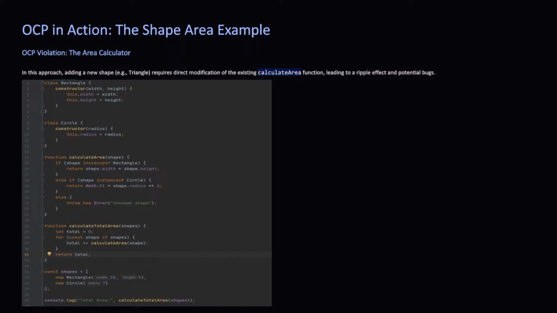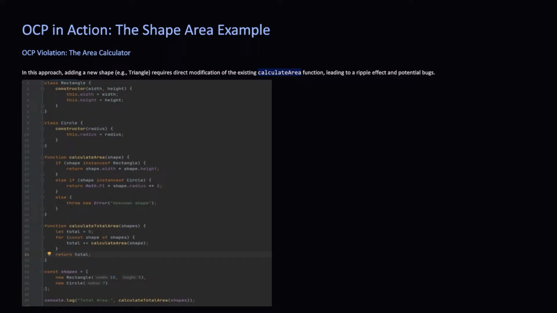So here's an example of an OCP violation. Here we can check that this is a violation of the OCP. We have defined a class Rectangle where we are passing the width and height. We have another class, Circle, where we are passing the radius, and we have a function to calculate the area of the circle and rectangle, the different shapes.